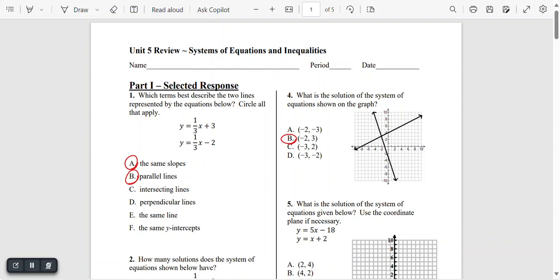Number 1 asks, which terms best describe the two lines represented by the equations below? Circle all that apply. So these lines have the same slope but different y-intercepts. So we're going to circle letter A, same slopes, and they are parallel lines because the y-intercepts are different.